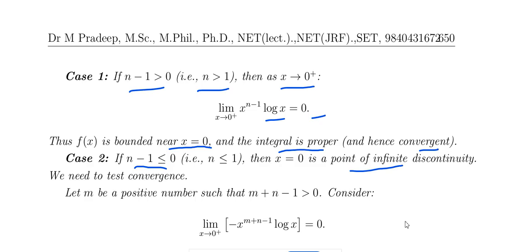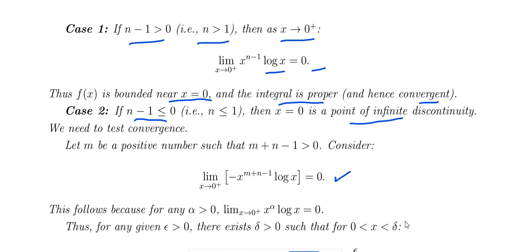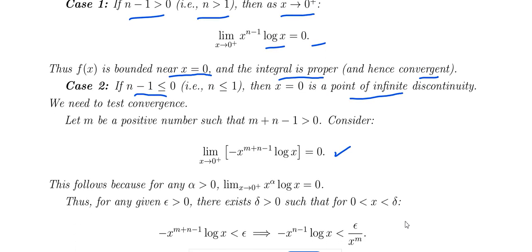So then the limit as x tends to 0 plus of minus x power m plus n minus 1 log x equals 0. When n minus 1 is negative, if you add a positive number m, it becomes positive. Then the limit as x tends to 0 plus is 0. So for any alpha greater than 0, the limit is 0, that is the reason.